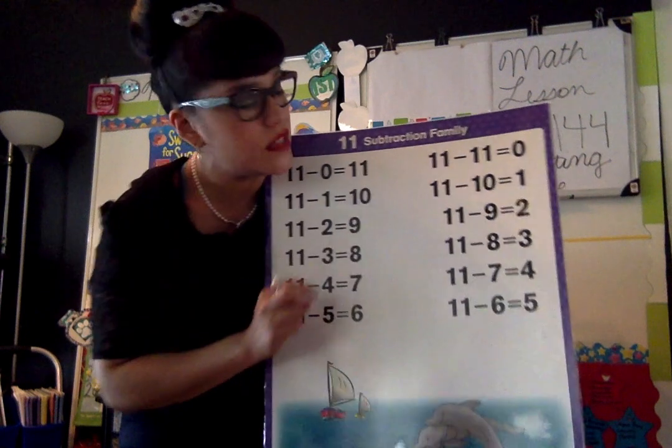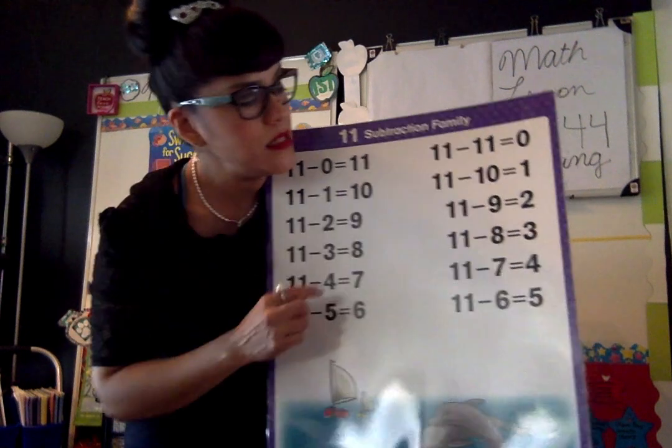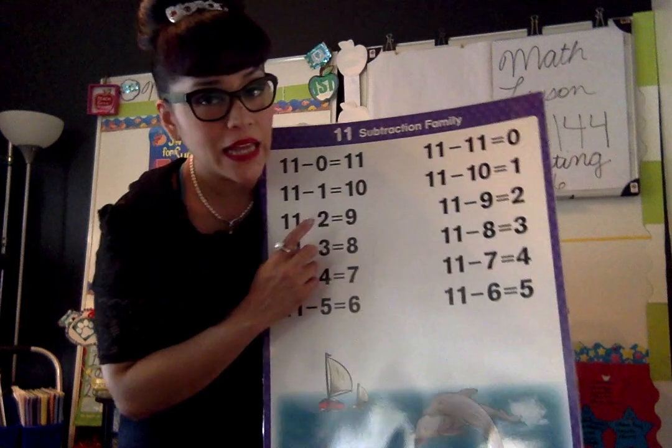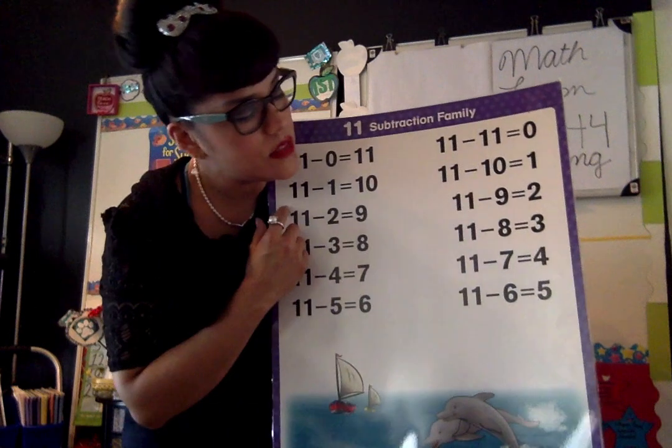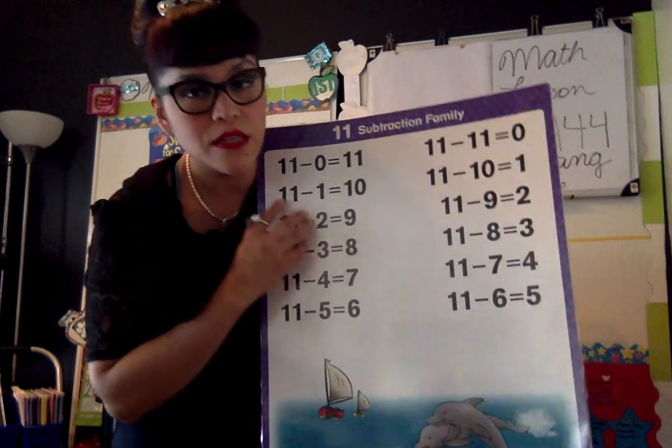11 minus 11 is 0. 11 minus 10 is 1. 11 minus 9 is 2. 11 minus 8 is 3. 11 minus 7 is 4. 11 minus 6 is 5.